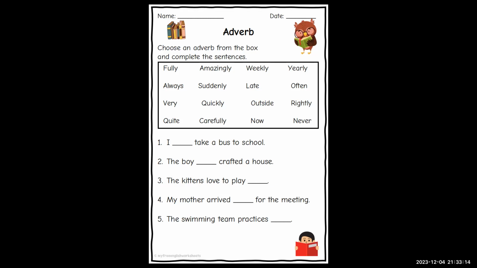Number 5. The swimming team practices always. Yeah, that's correct. The swimming team practices outside. That's correct. It could be adverb of manner or place. Outside. Okay, very good.